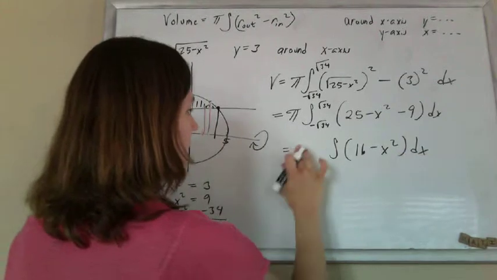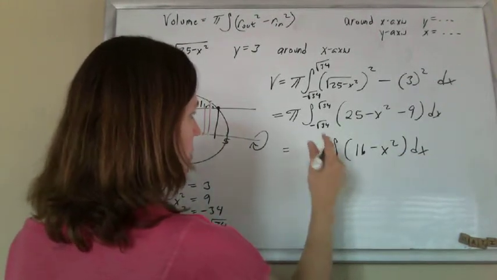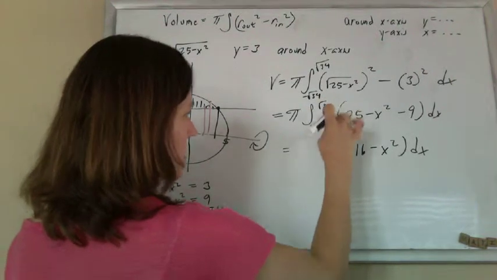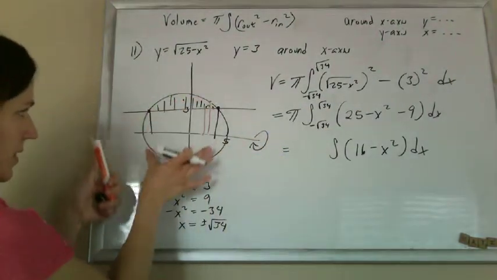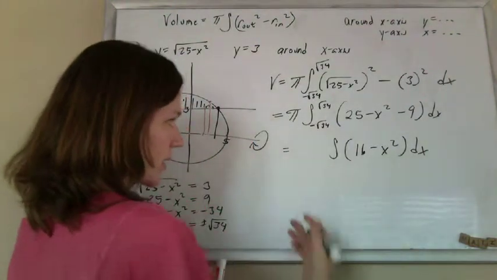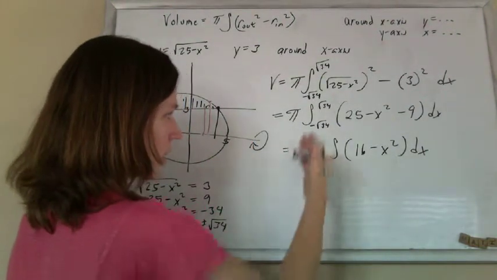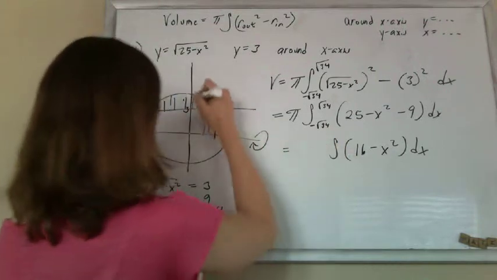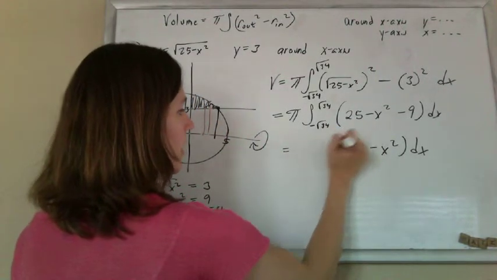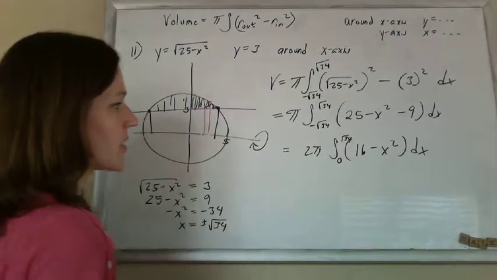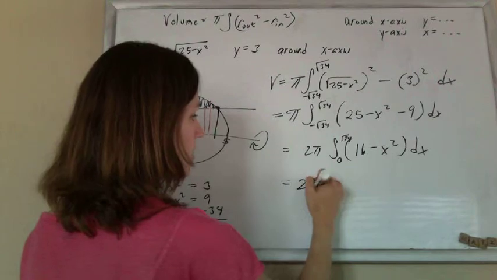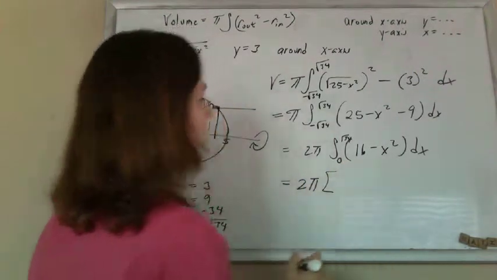I normally don't like to do this. You could just keep these limits, but you do realize that everything is nice and symmetric. It's a nice even function. So instead of having to plug in that silly square root 34 twice, I'm going to say that it's the same thing as from 0 to root 34, and I'm going to double it. That's going to save me some grief later. You don't have to take shortcuts, but I feel like it now.